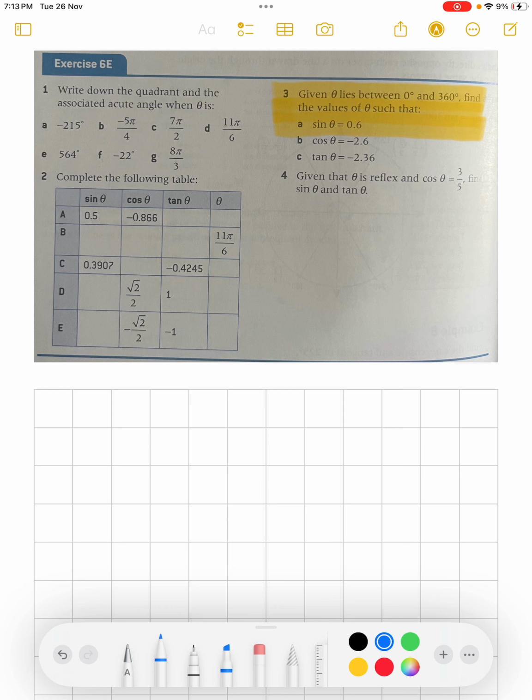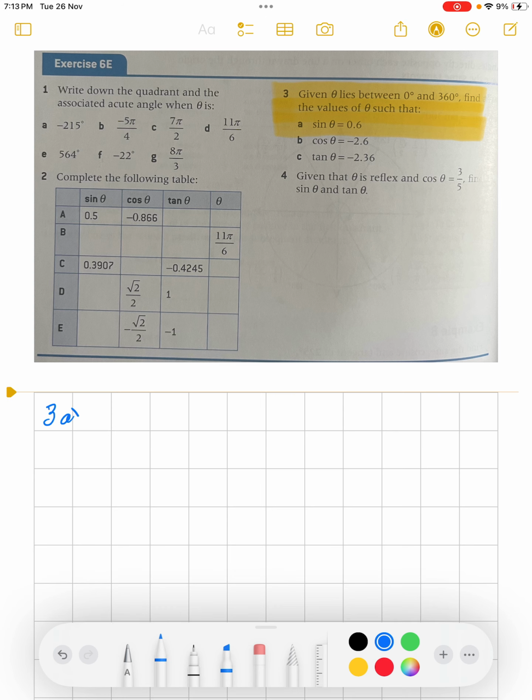I'm going to be looking at question 3A, and that says, given theta lies between 0 and 360 degrees. Sometimes it'll look like this, so we can either see it in words. It lies between 0 and 360 degrees. Find the value of theta such that sine of theta equals 0.6.